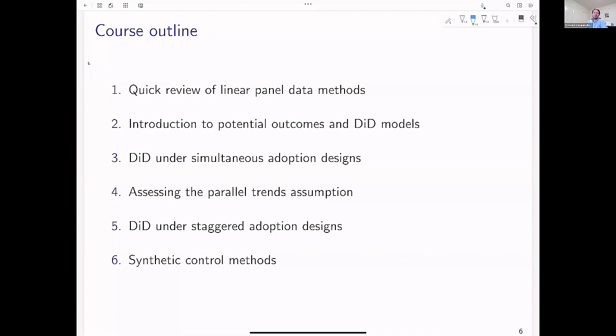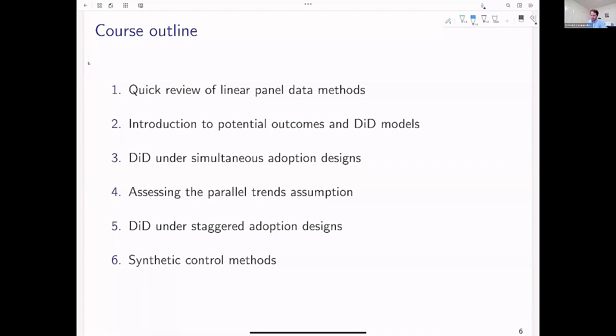I'm going to do this just to warm up a little bit and try to motivate why we want to use difference-in-differences methods, which in terms of estimation is just one particular case of what we call two-way fixed effects methods. I'm going to start with that to make sure that we're all on the same page.